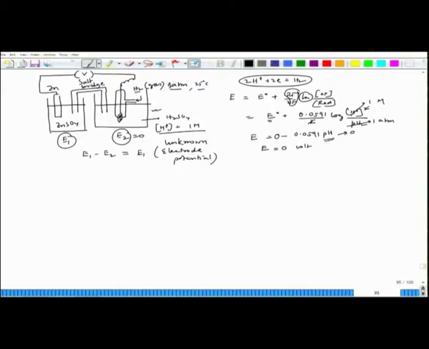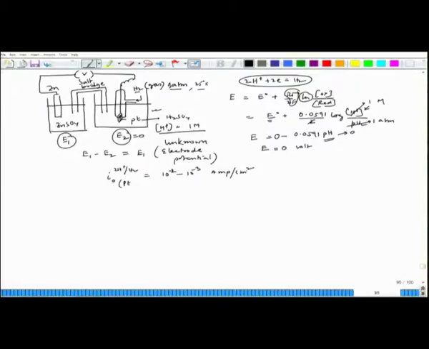Now, if we take some metal, and why do we take platinum? Because on the platinum surface, the exchange current density is around 10 to the power minus 2 to minus 3 ampere per centimeter square, which is considered to be very, very high current density.